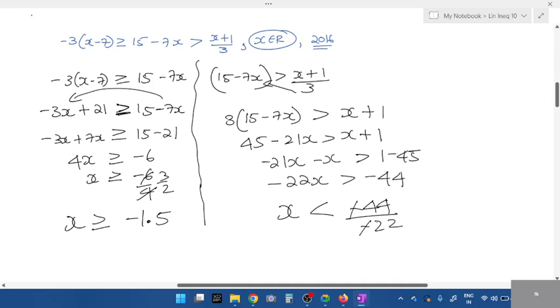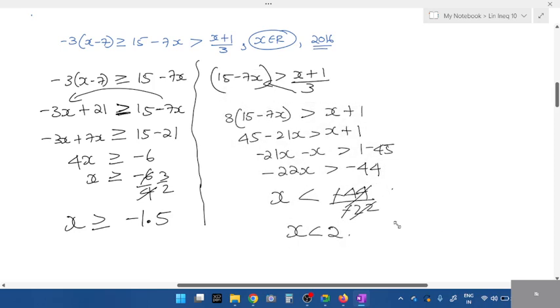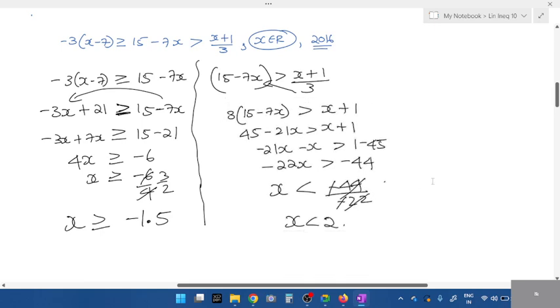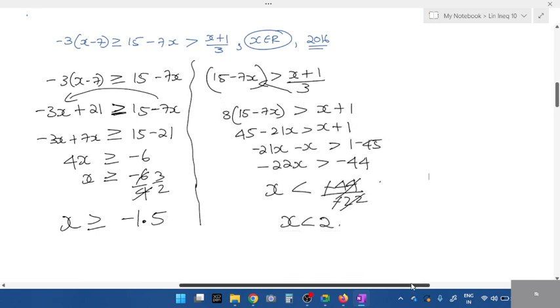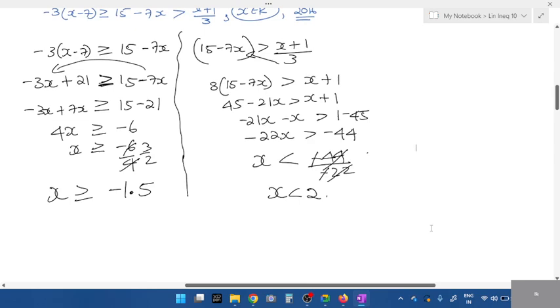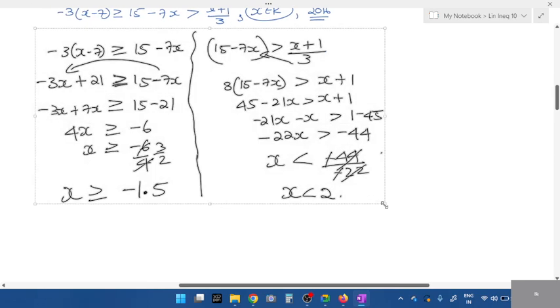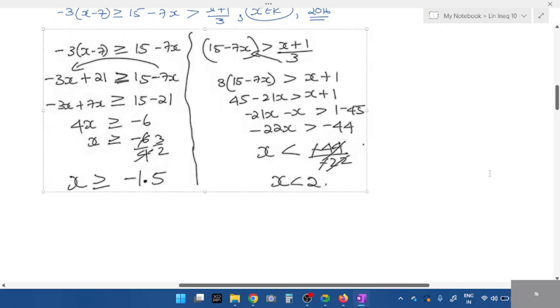Minus and minus is plus or cancel it. 21, how many times it goes? Twice, 2 times. X is less than 2. This is the answer. 2 equations we need to merge. Always remember negative. Which is greater here? 2 or minus 1.5? Yes. Which is lesser? Minus.